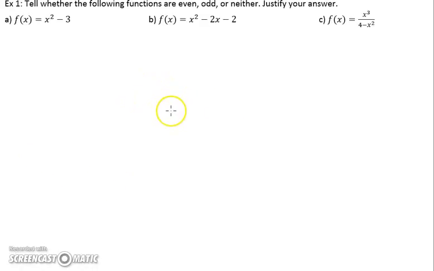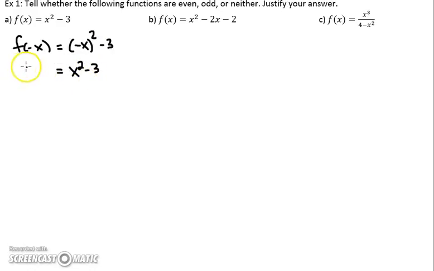Tell whether the following functions are even, odd, or neither. The best way to do this is to just start with f of negative x. If we start with f of negative x, that's going to help us with both even and odd. So in this case, we're going to get negative x squared minus 3, right? Instead of an x, we're going to put negative x in its place. Negative x squared is just going to be x squared minus 3. So f of negative x equals x squared minus 3, which is the same thing as f of x. So that's going to be an even function.